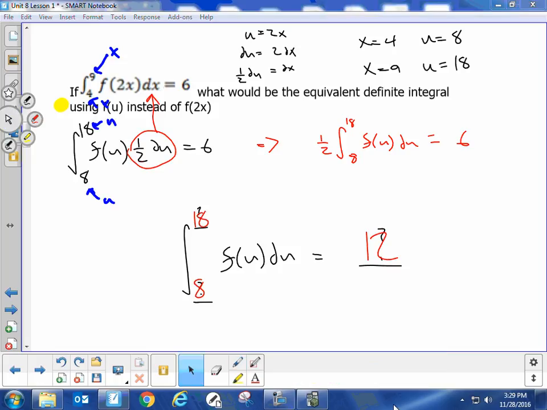Once we do that, we can take this 1/2 out. It's just a constant. Multiply both sides by 2 to get the integral from 8 to 18 of f of u du is equal to 12. And that would be the correct answer. Questions about that? We'll do another one just like that.